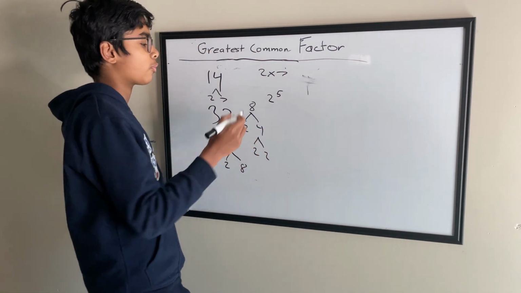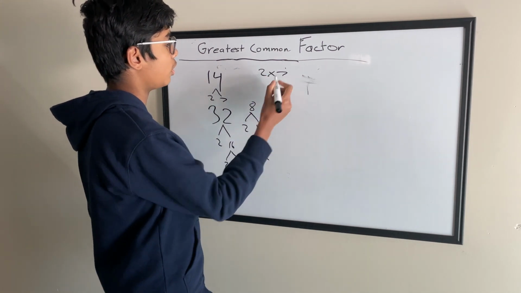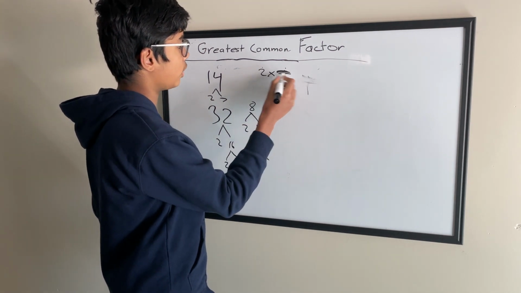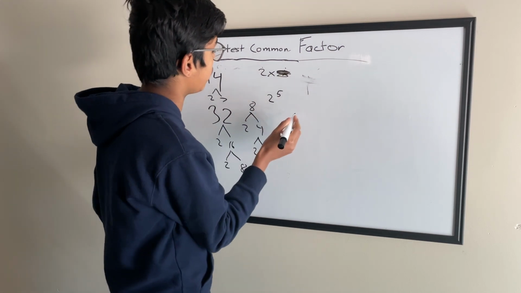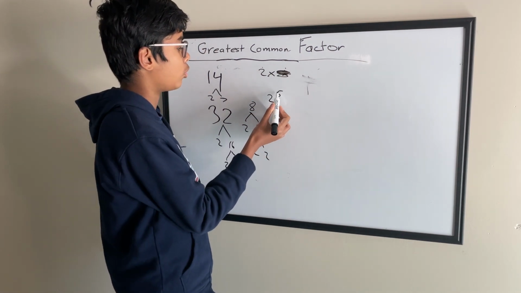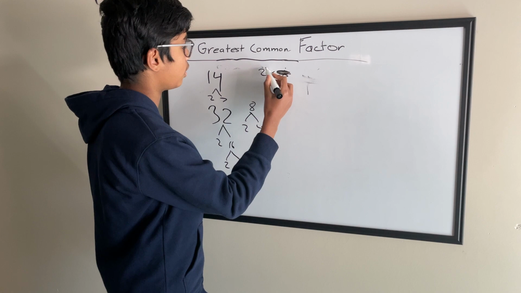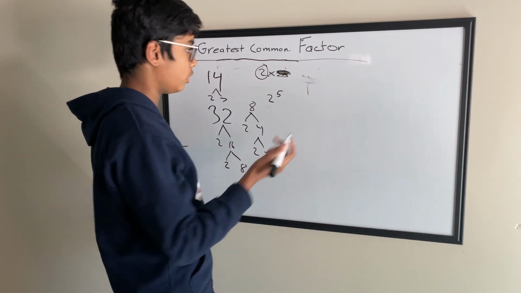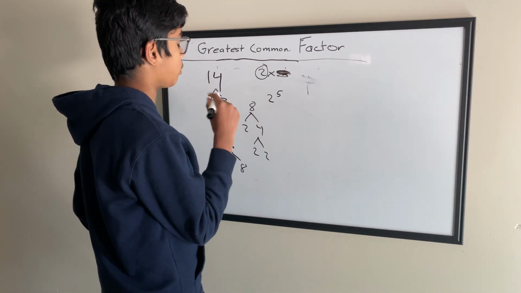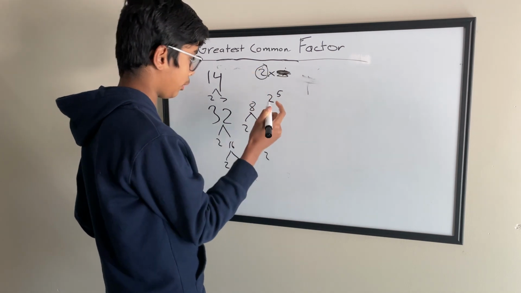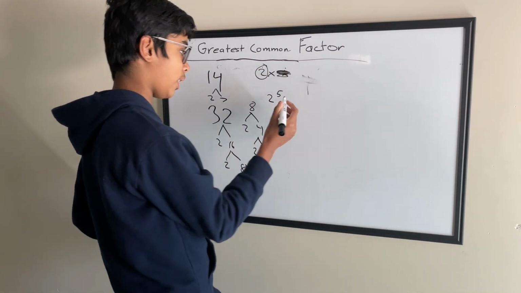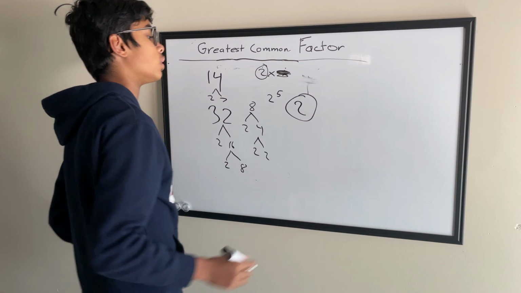So now we want to find the two numbers that have a common base. So these two have a common base. So we can't use this because there's no 7 here. And then we find the one with the least exponent. So it would be this one. So then we just multiply the factors together, and since this is the only one, the greatest common factor would be 2 for 14 and 32.